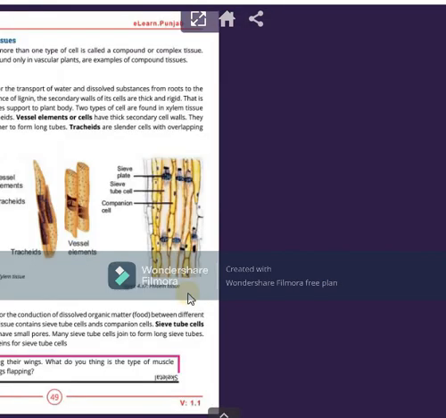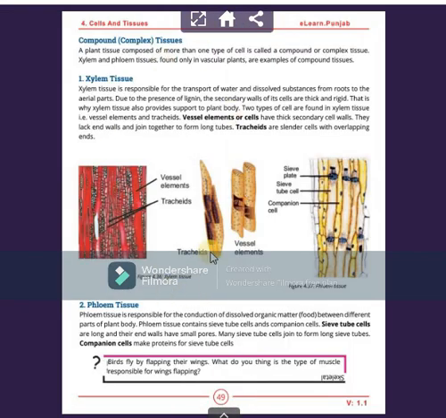So this is all about the tissues, animal and plant tissues, and this is the end of our chapter number 4. Thank you.